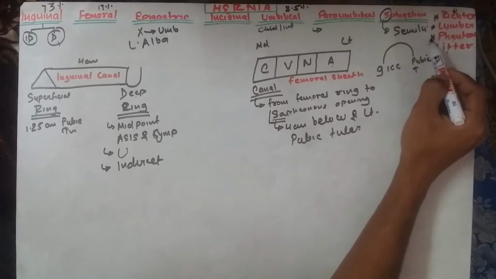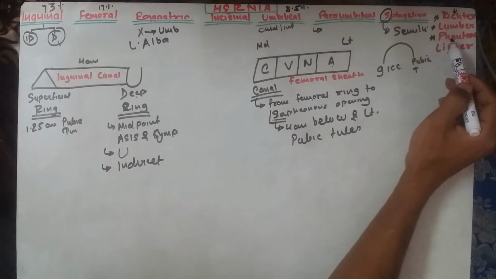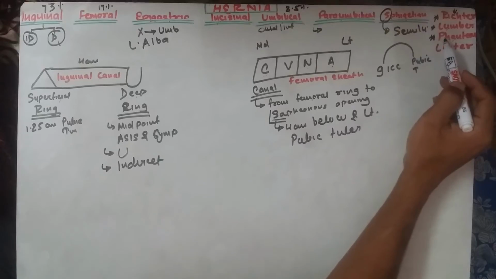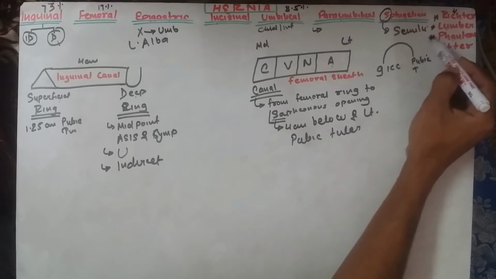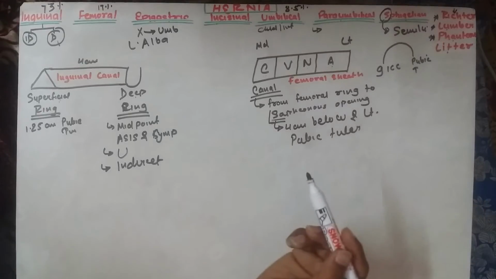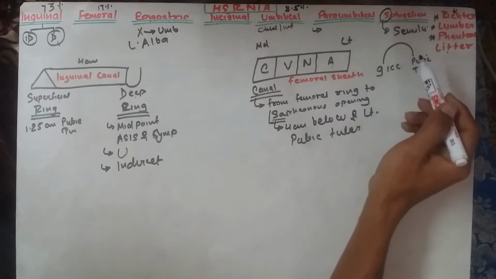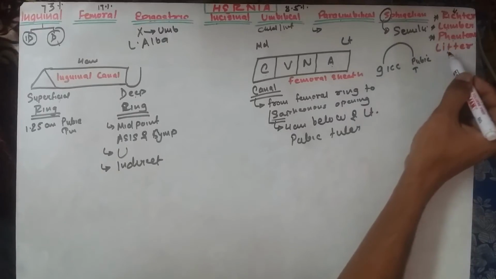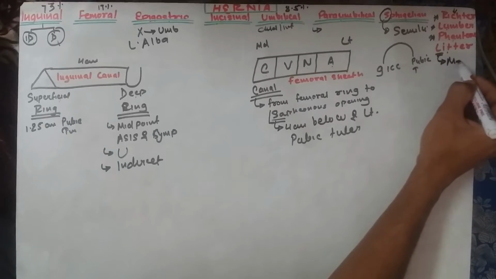Then the phantom hernia. Phantom hernia is due to a muscle bulge. Due to paralysis of the muscle, there is bulging of the muscle, which is seen as a hernia. Phantom means muscle bulging as a result of local muscular paralysis, and may be due to poliomyelitis. Then Littre's hernia is the hernia of a Meckel's diverticulum.